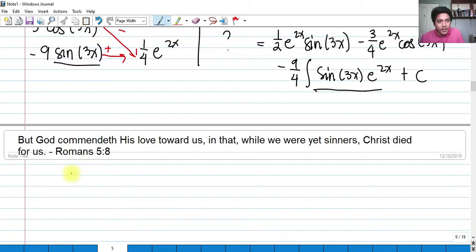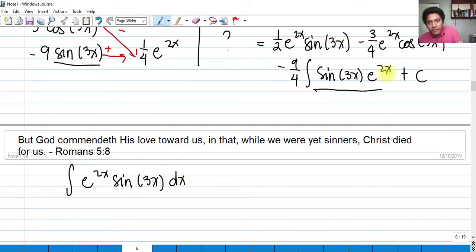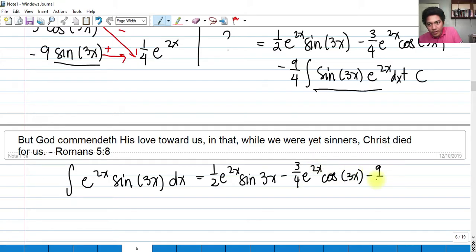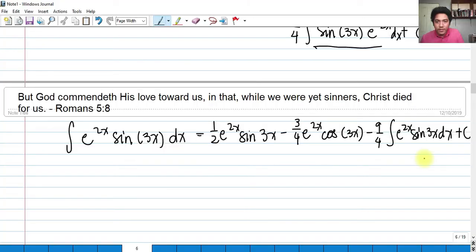So, if I'm going to rewrite that, our left side of the equation is the integral of e raised to 2x sine of 3x dx. We have dx here because you haven't integrated that yet. It is equal to 1/2 e raised to 2x sine of 3x minus 3 over 4 e raised to 2x cosine of 3x minus 9 over 4 integral of e raised to 2x sine of 3x dx plus c.